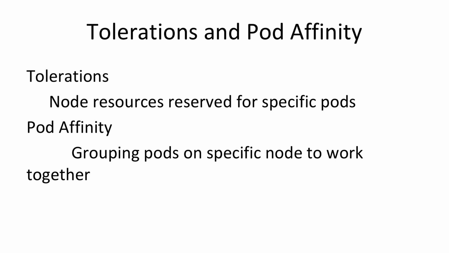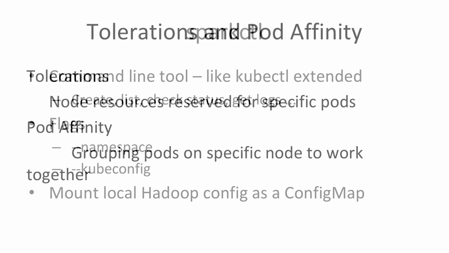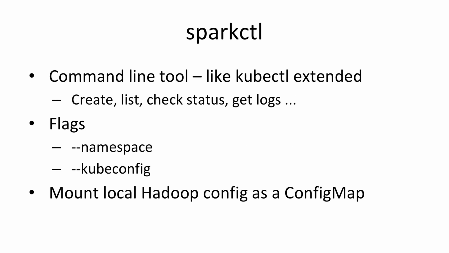sparkctl is basically like an extension of kubectl. It has flags and hooks into Kubernetes, the namespace and the Kubernetes config. An example again is mounting: you can use it to mount a local Hadoop configuration as a config map in Kubernetes. If you search for Spark and Kubernetes, you'll find about 15 or 20 different things, but these are a couple that seem to us to be most related to the kind of stuff we're talking about.